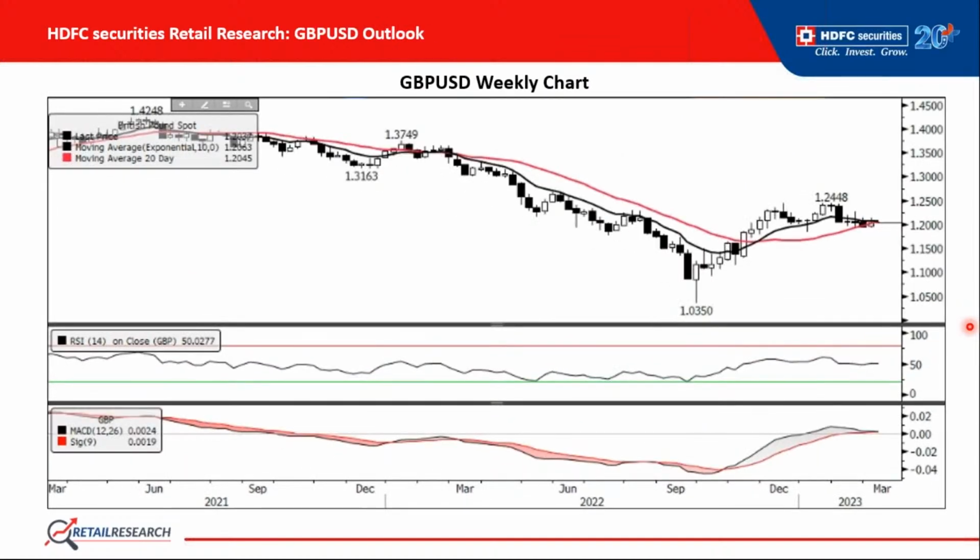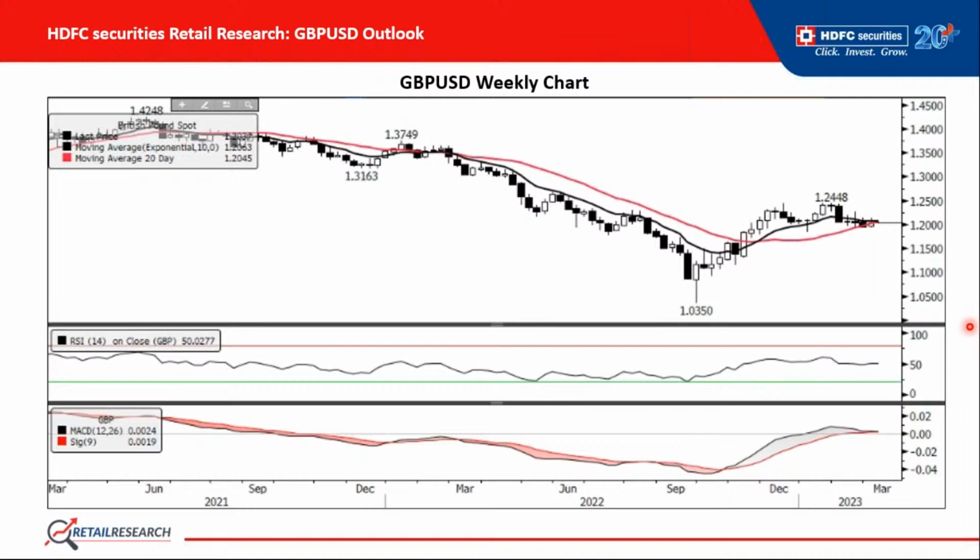And from the pound side, as we already discussed in GBP INR, since the last 5 weeks it has been almost flat. So we don't find any directional view at the current juncture, and wait for the level of 1.2448 to cross, or 1.17 to break on the downside. So as of now, we are on a neutral side for the pound, and we don't see any major breakout or breakdown in the near term.